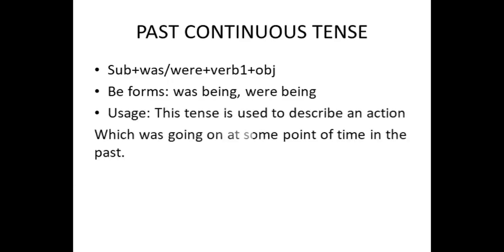Uses. This tense is used to describe an action which was going on at some point of time in the past, not now. If the action is going on in the present, we can call it present continuous tense. I'm explaining past continuous tense. This is present continuous tense, right? So if something was going on in the past, yesterday by this time something was going on.